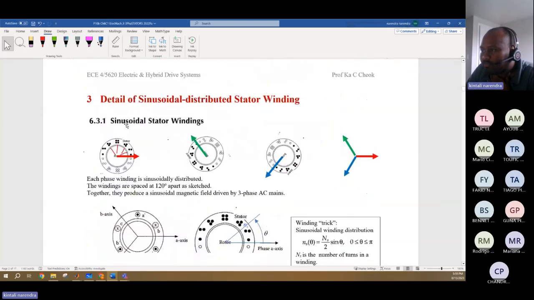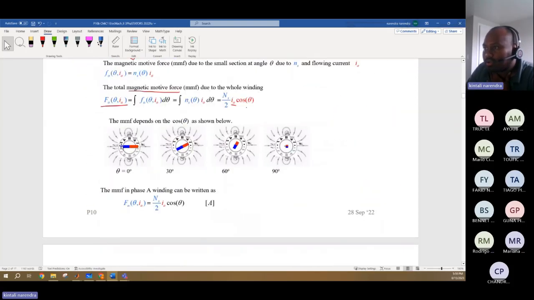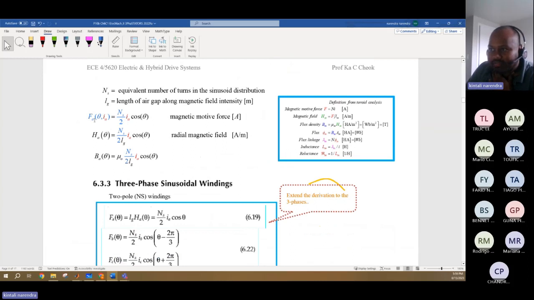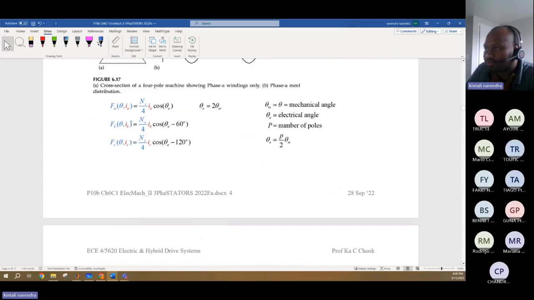Here is the same formula which I showed you earlier. The magnetic motive force, FA, is NS by 2, the number of coils, into IA. See this current. Now I'm controlling this current, speaking in terms of the resultant current. Like here, if you observe, there are three currents: IA, IB, and IC. These three currents will result in the magnetic field.